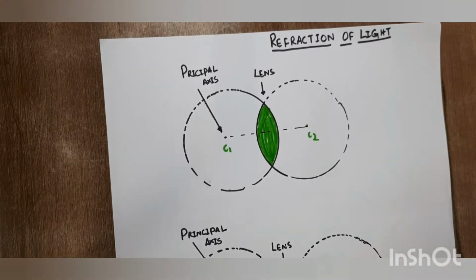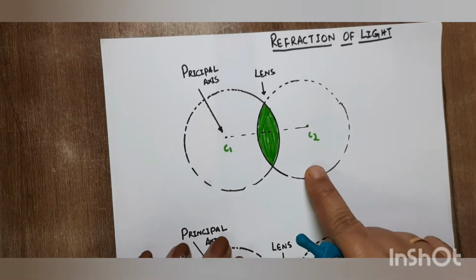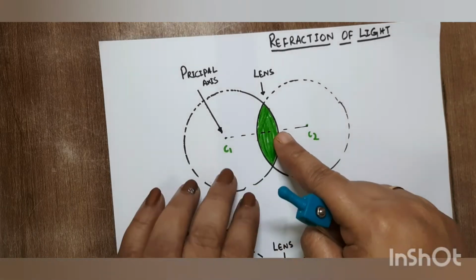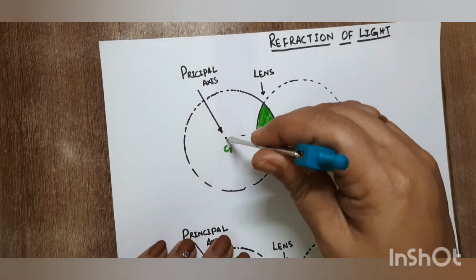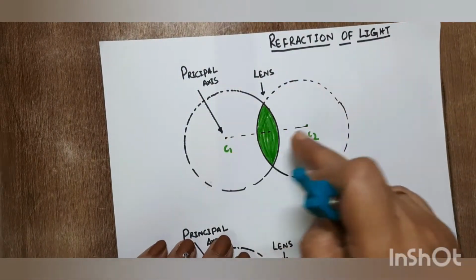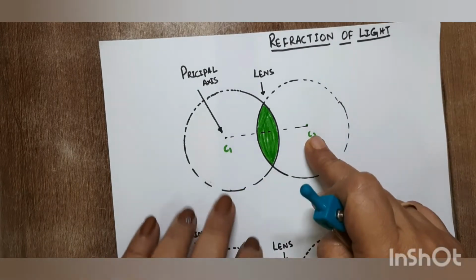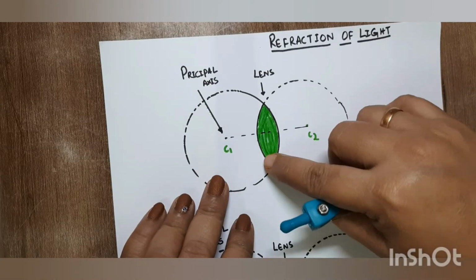Hello everyone. Today let us learn ray diagrams for spherical lenses. Before that, we need to understand a few terms. Here I have drawn two circles. These two circles intersect: if I take a compass, keep the center here and draw the circle from this side, and then do the same for the other center, we get these two spheres. The intersecting part is taken as a lens.